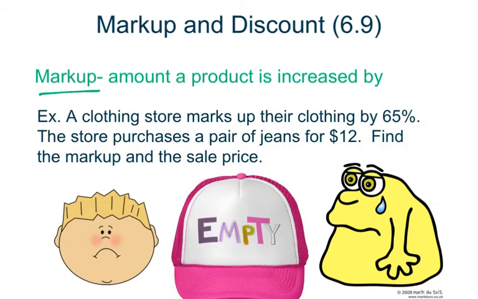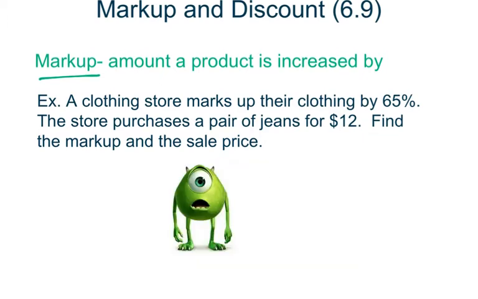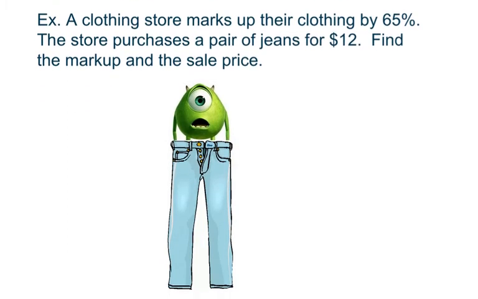All right, for example, let's say a clothing store marks up their clothing by 65%, and the store purchases a pair of jeans for $12. Find the markup and the sale price. Okay, I'm going to underline the two things we need. We need the markup and the sale price. That means what you pay in the store for those jeans.